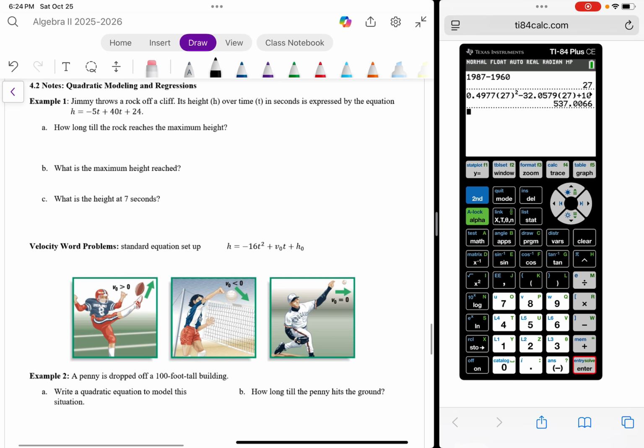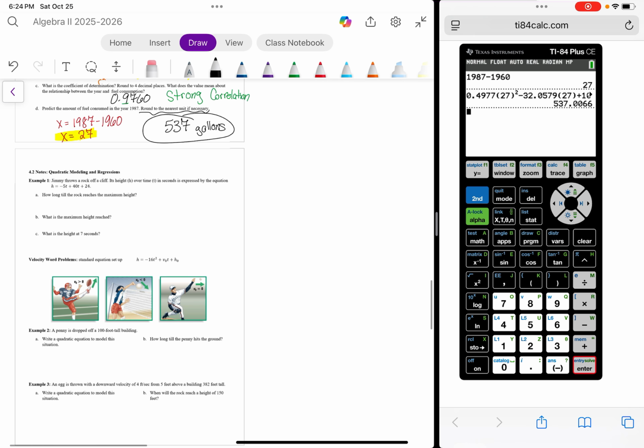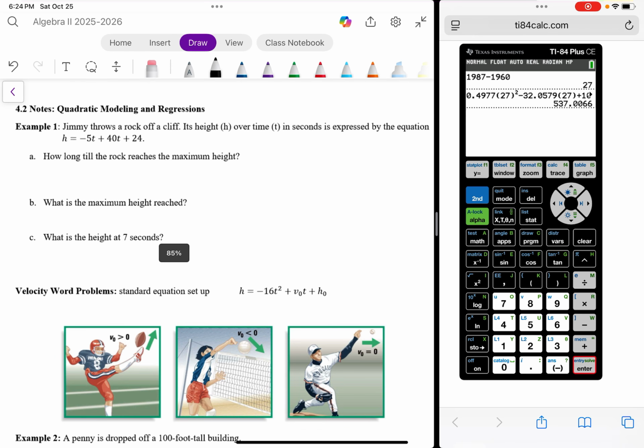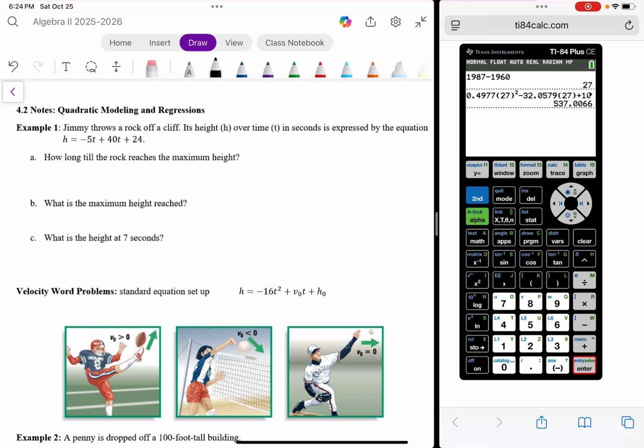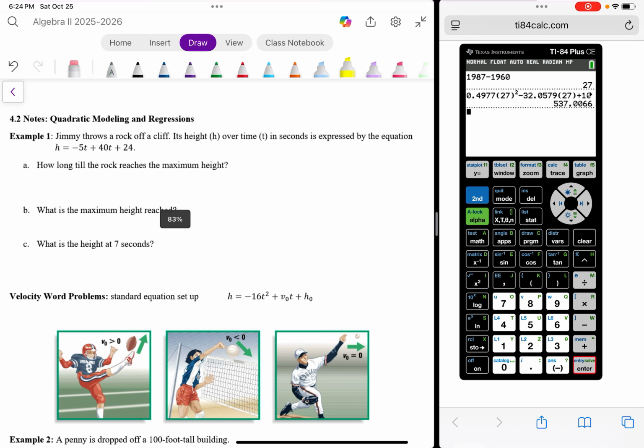Okay, our next part for 4.2, we're going to do quadratic modeling and regressions. Some of these, they're going to give you an equation. And this equation might be talking about height and might also be talking about distance or the number of employees or the number of trees or the number of products consumed. It can be talking about anything. We are going to approach those questions the same way when they give us an equation.